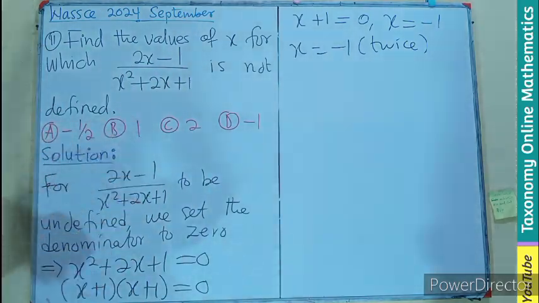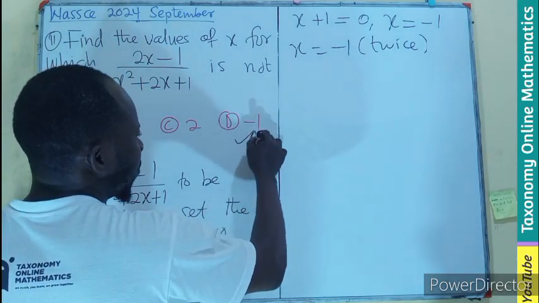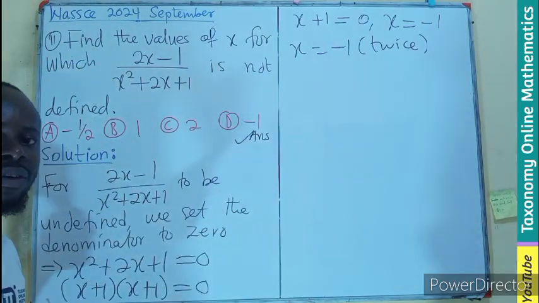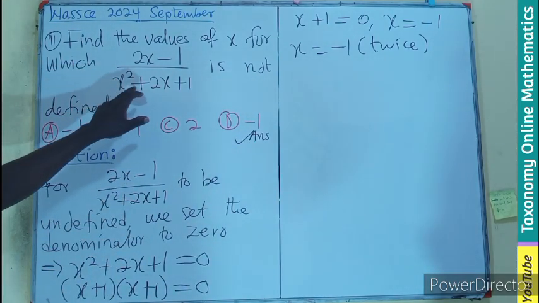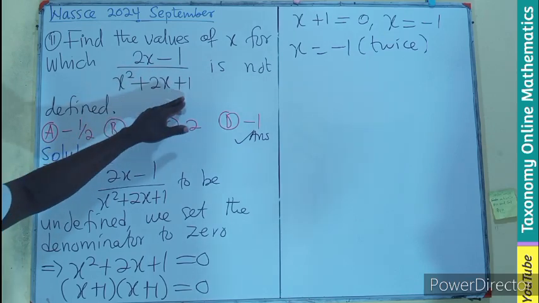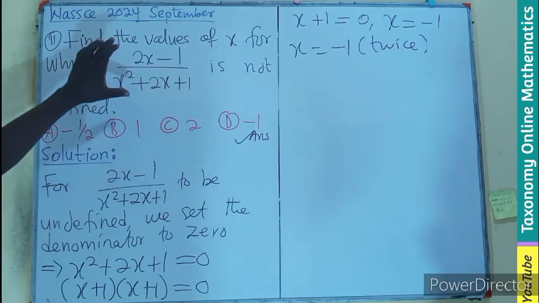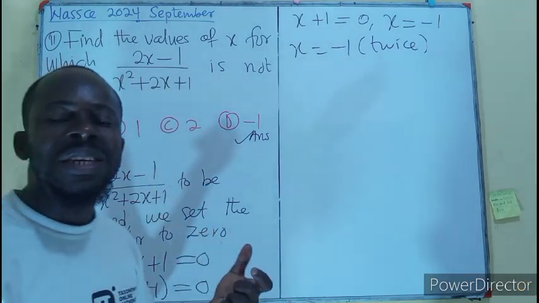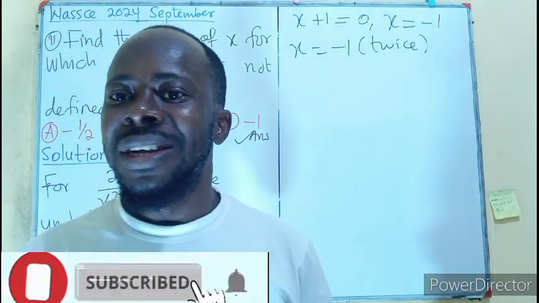So we look into this and see that D becomes the best option for this. If you put negative 1 here, it will make the denominator become 0, and that will make this become undefined.